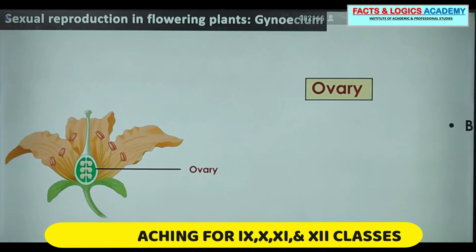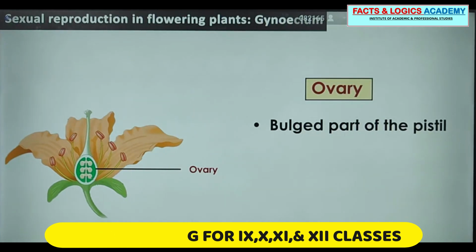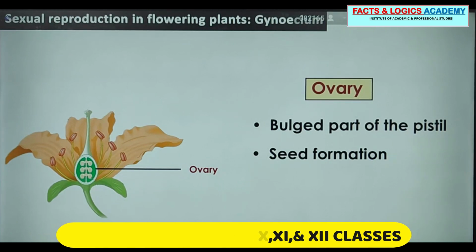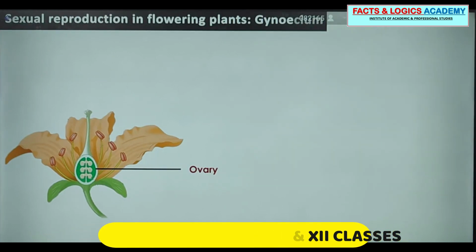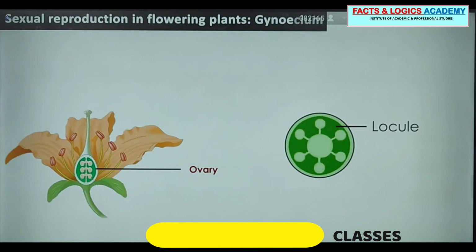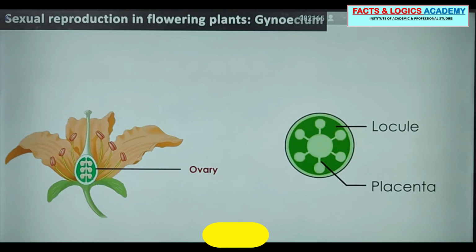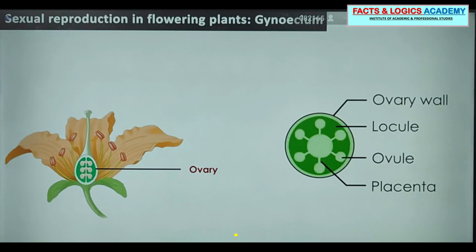The basal bulged part of the pistil is the ovary. It is the part of the flower where the seed formation takes place. Inside the ovary is the ovarian cavity called locule. The placenta is also located inside the ovarian cavity. Arising from the placenta are the megasporangia, commonly called ovules.